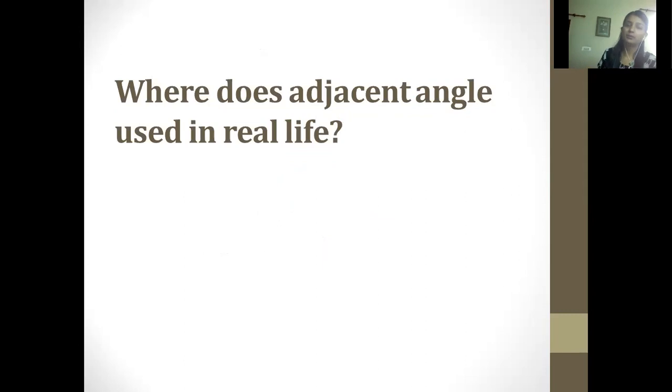So students, where do we find adjacent angles? What is the real use of these adjacent angles? What do you think? I'm giving you a few seconds. You can give me examples for adjacent angles, and also tell me the use of adjacent angles in real life. Yes, like in the wheel, I showed you that it makes adjacent angles.